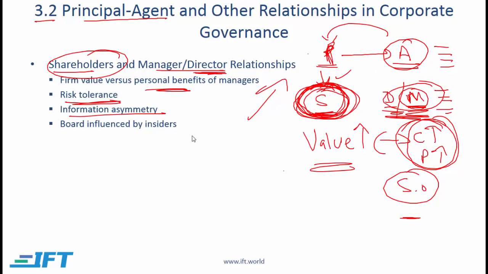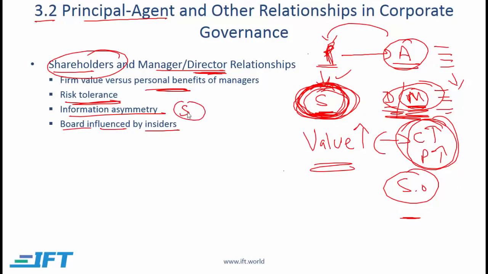Another issue has to do with information asymmetry. Clearly, the managers have a lot more information about the company relative to shareholders, and they might make decisions that are not in the best interest of shareholders, and shareholders will not have enough information to evaluate the decisions made by managers. Another conflict arises when the board is influenced by insiders.